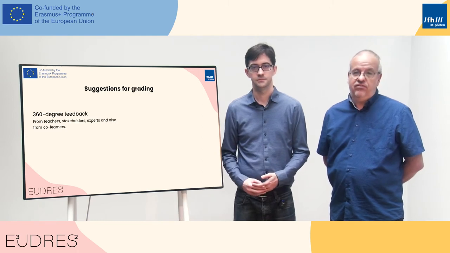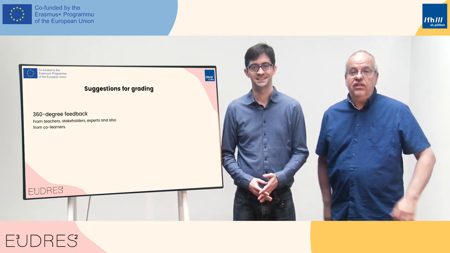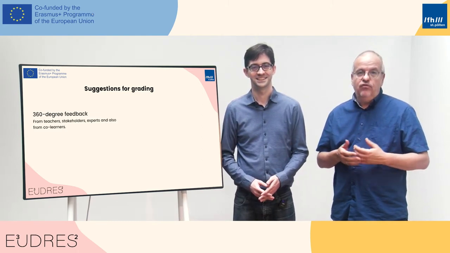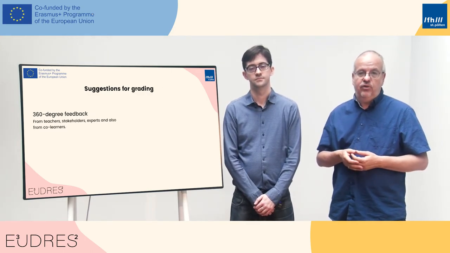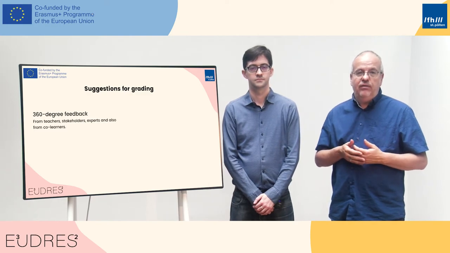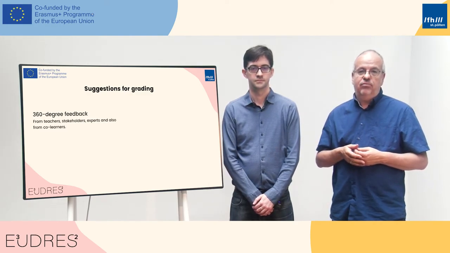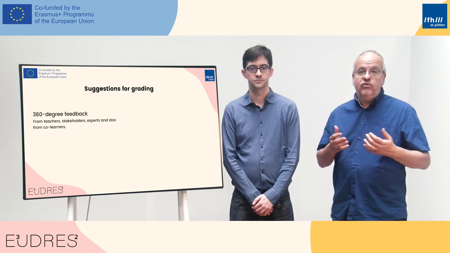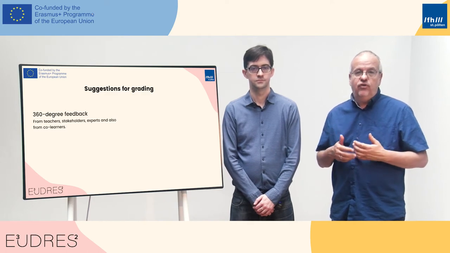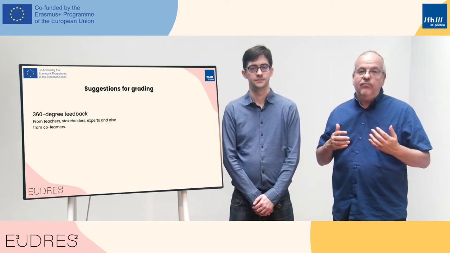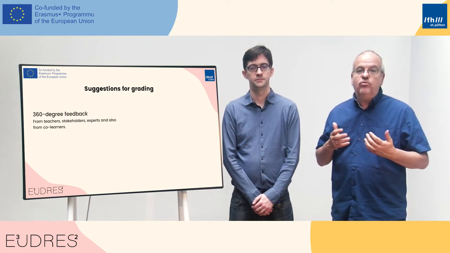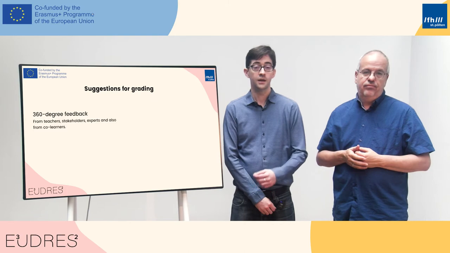Grading should be based on a 360-degree feedback. Feedback comes from teachers, stakeholders, and experts that react to small and big steps in the design thinking process. Feedback also comes from co-learners, for instance, to presentations of interview results and observations on the threshold between the phases of empathize and define, or to pitches of ideas.